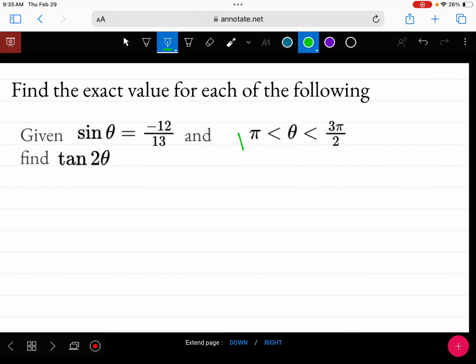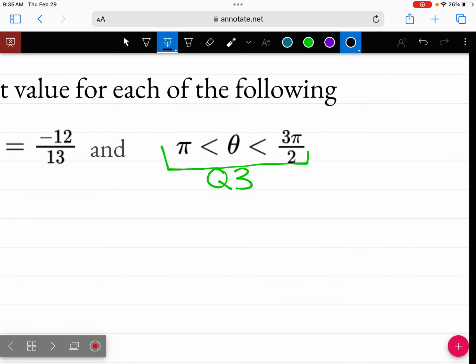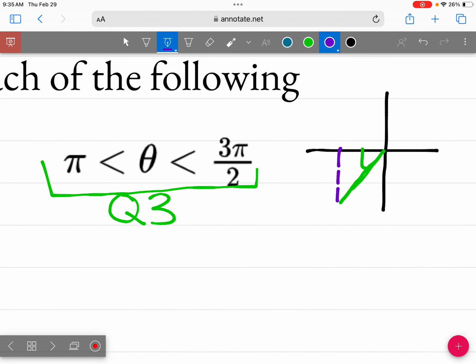So what quadrant are we in here? If pi is less than our theta, which is less than 3 pi over 2, we're in quadrant 3. So I'm going to draw my little triangle in quadrant 3. So we're down over here. And we're going to see what pieces we know. We know sine is negative 12 over 13. So we know our hypotenuse is 13. And our opposite side is negative 12.